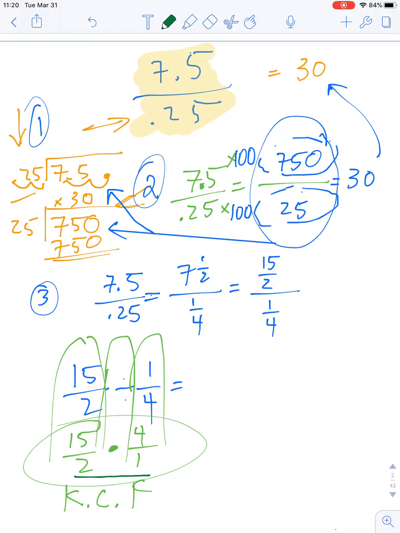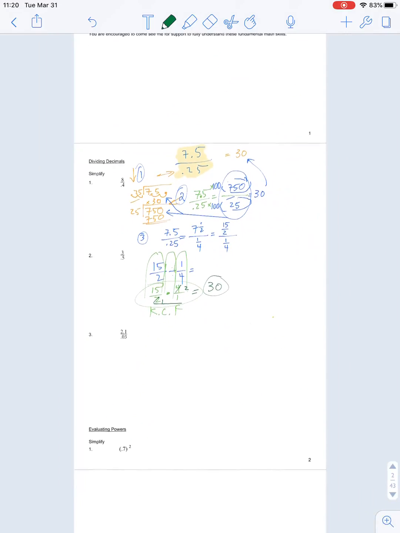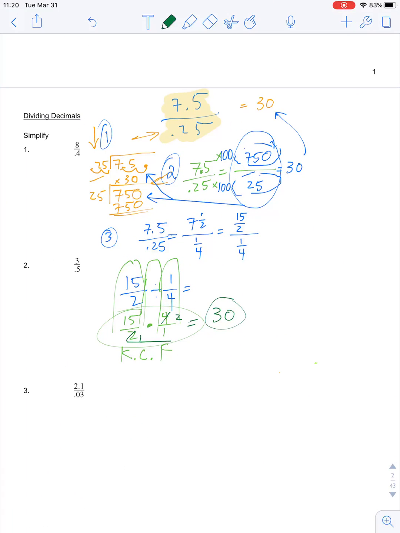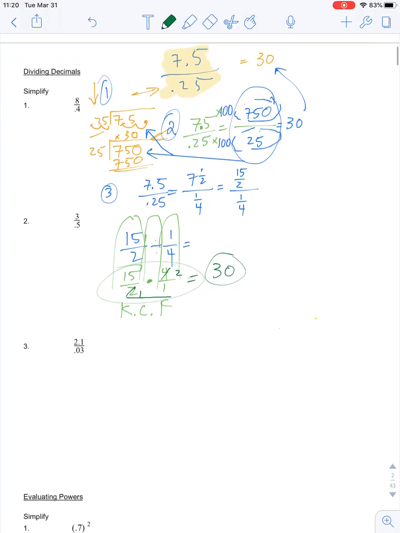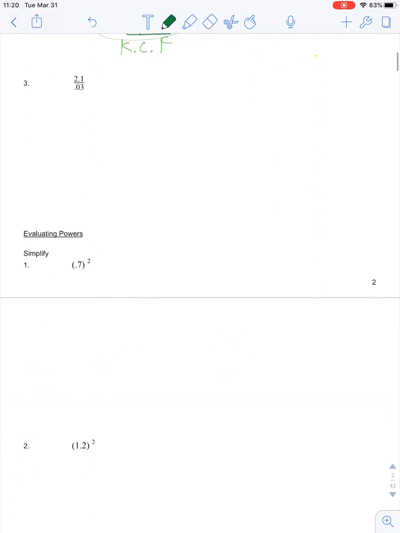We could just multiply across the top and across the bottom, but we could simplify this first. This becomes a 1, this becomes a 2, and we still get an answer of 30, okay, which agrees with all the other answers earlier. So that's how you do problems like this, dividing decimals, and we encourage you to try your hand at that and check your answers if your Kumu has supplied that.